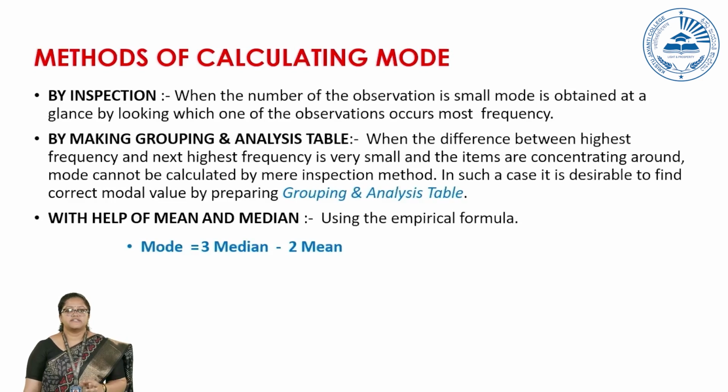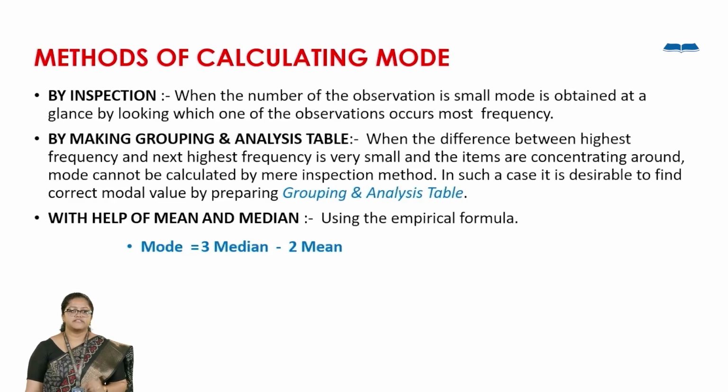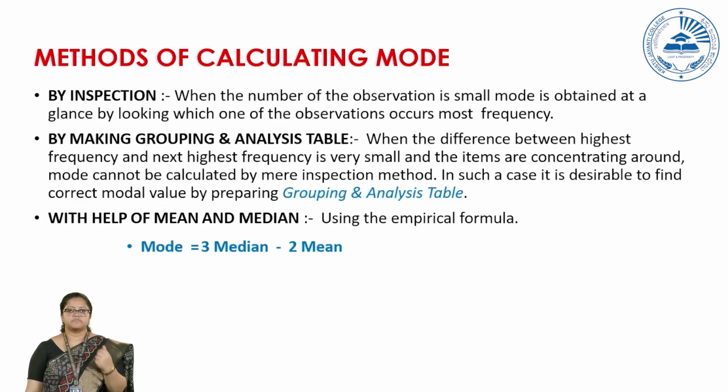With 3 modes, it will be called trimodal. So moving on to the methods of calculating the mode, we have 3 methods. One is the inspection method, second is grouping and analysis table, and third is with the help of mean and median. Going with the inspection method, it's basically observation. Like in the previous slide, I gave you the example of the numbers. Here I have just inspected the particular number, that is 15. That is known as the inspection method: we observe the maximum number of times a frequency is getting repeated.